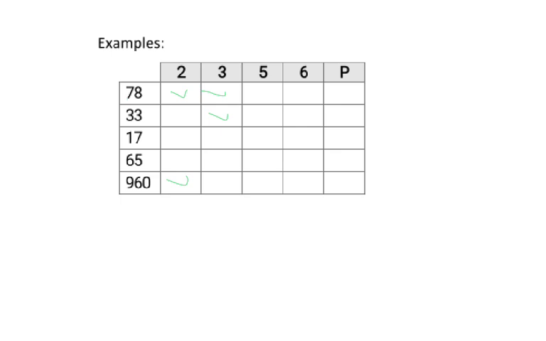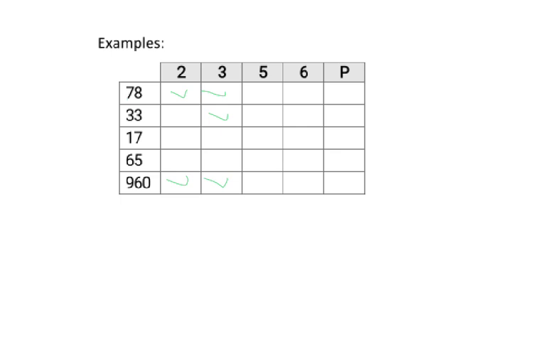The next one is 65. 6 plus 5 is 11. 3 does not go evenly into 11. And then 960, 9 plus 6 plus 0 is 15, and 3 does go evenly into 15, so 960 is divisible by 3.